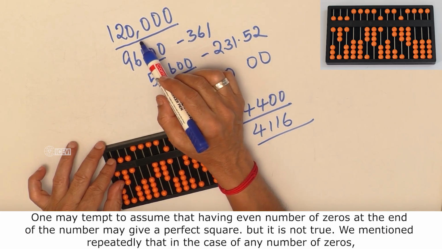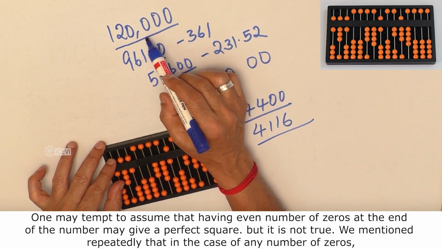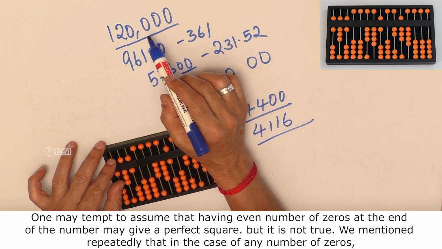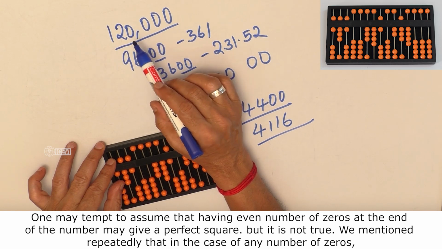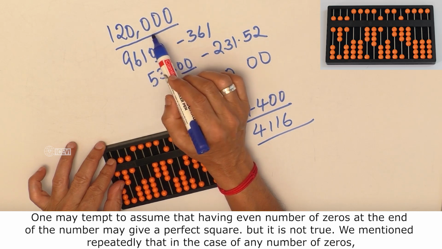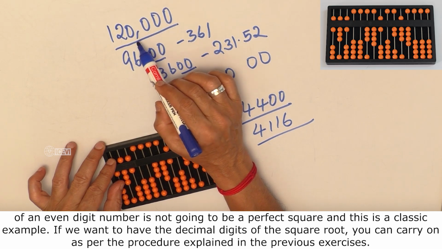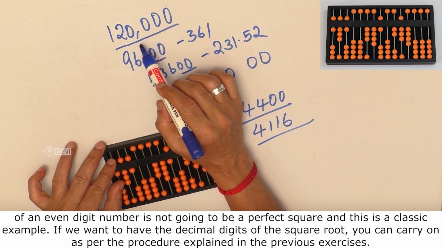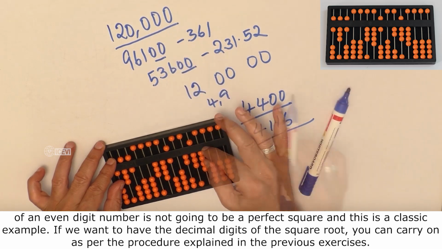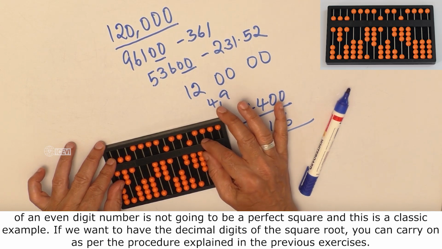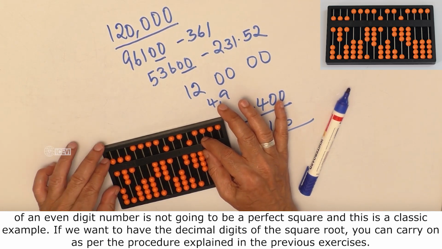One may tend to assume that having even numbers of zeros at the end of the number may give a perfect square, but it is not true. We mentioned repeatedly that any number with an even number of zeros is not going to be a perfect square, and this is a classic example. If you want to have the decimal digits of the square root, you can carry on as per the procedures explained in the previous exercises.